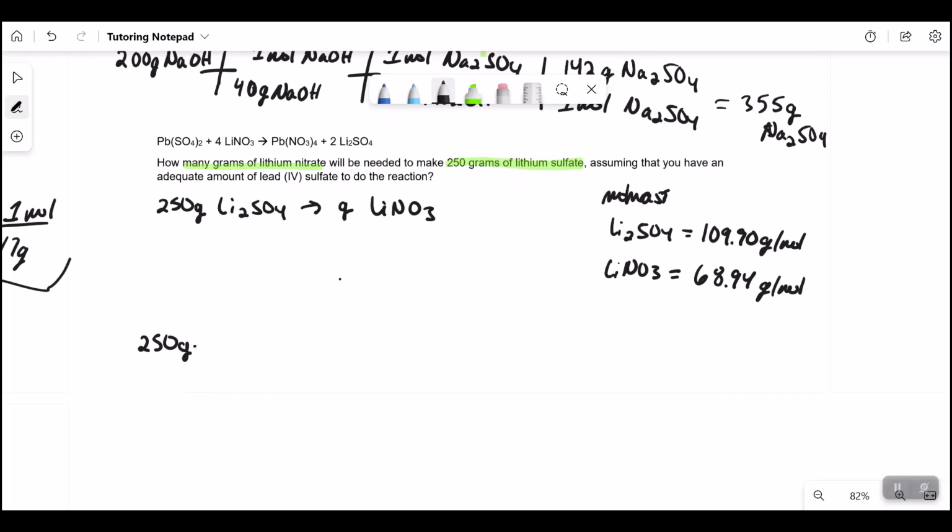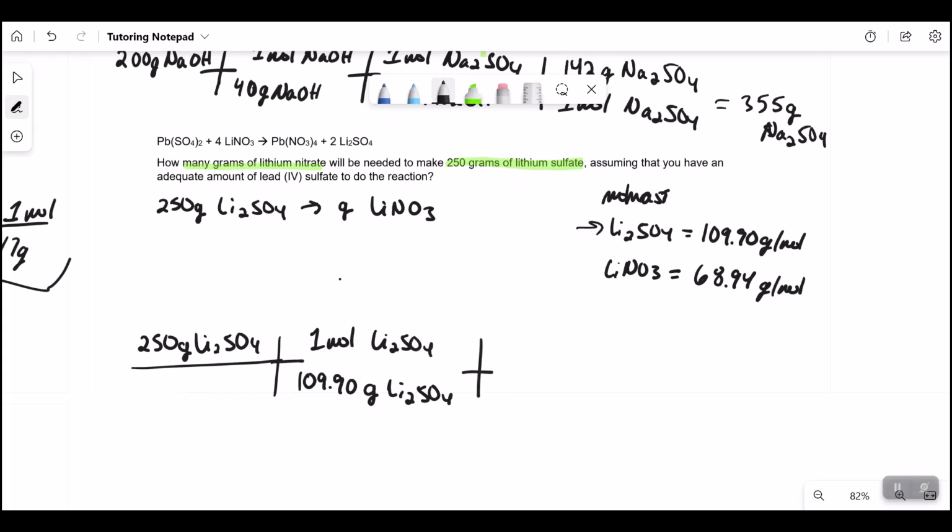250 grams of lithium sulfate. And we want our units of grams to cancel. So if we look at it out over here, we have 109.90 grams of Li2SO4 to 1 mole of Li2SO4. And we want that molar ratio to cancel.